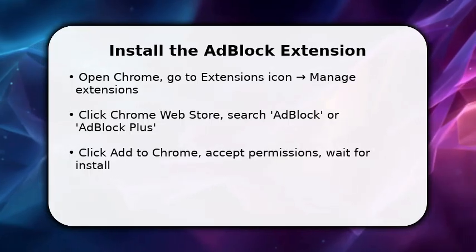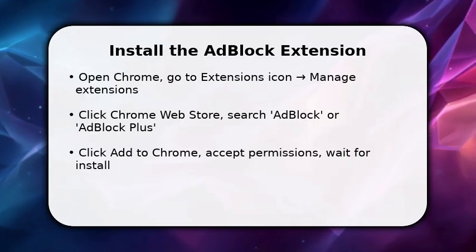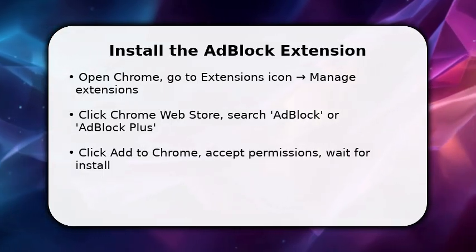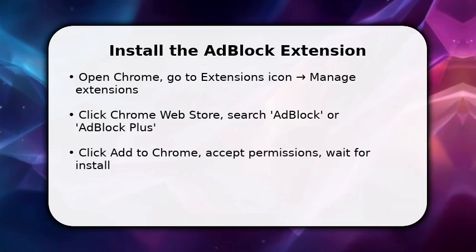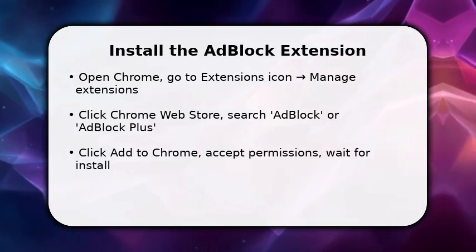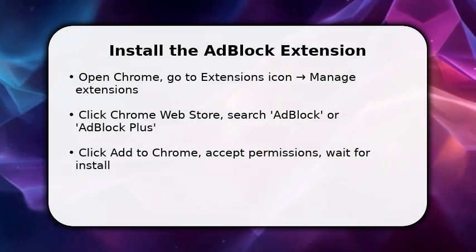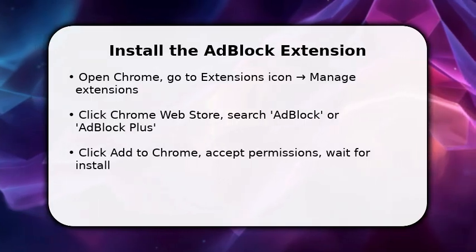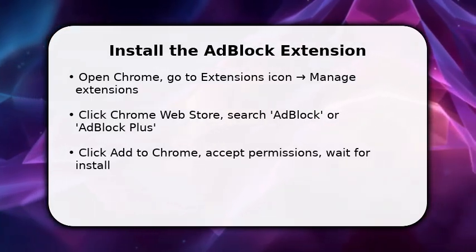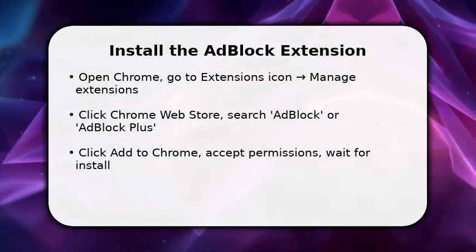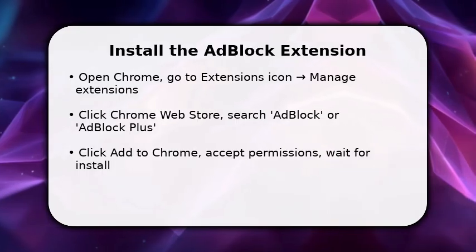You'll begin by installing the extension so ad filtering can run. Open Chrome and access the Extensions menu, then open the web store. Search for Adblock or Adblock Plus and confirm it matches the developer. Click Add to Chrome and accept the listed permissions. This grants the extension the ability to block scripts and requests.